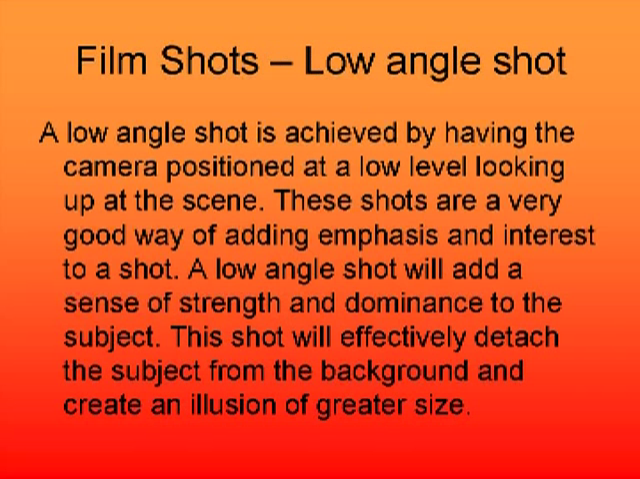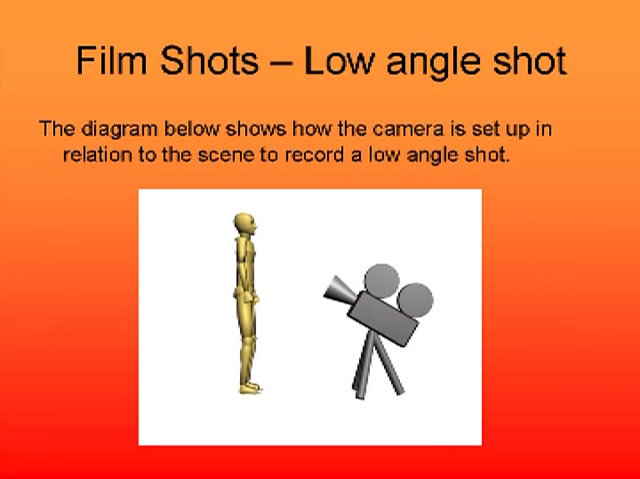Low-angle shot. A low-angle shot is achieved by having the camera positioned at a low level looking up at the scene. These shots are a very good way of adding emphasis and interest to a shot. A low-angle shot will add a sense of strength and dominance to the subject. This shot will effectively detach the subject from the background and create an illusion of greater size.